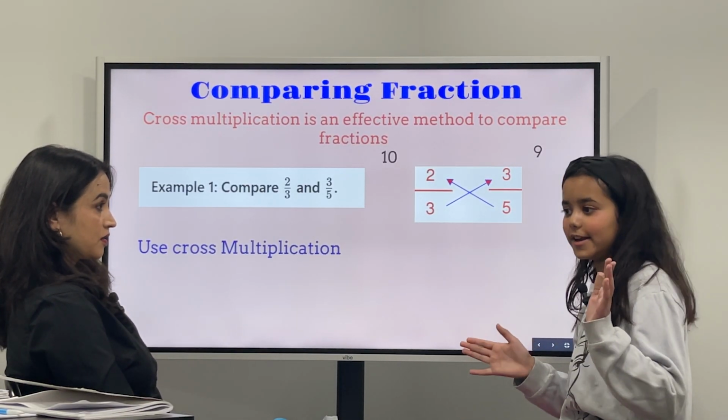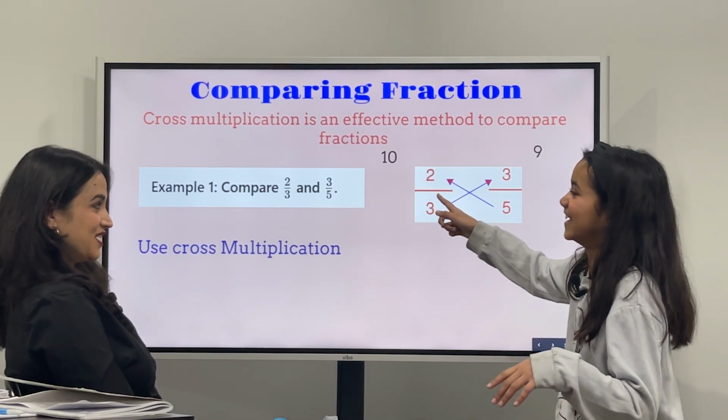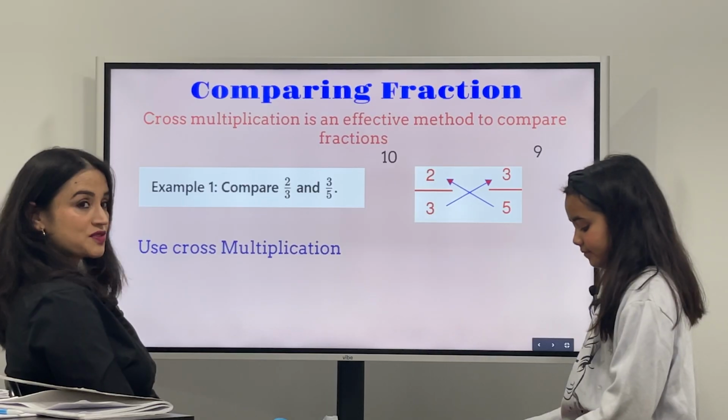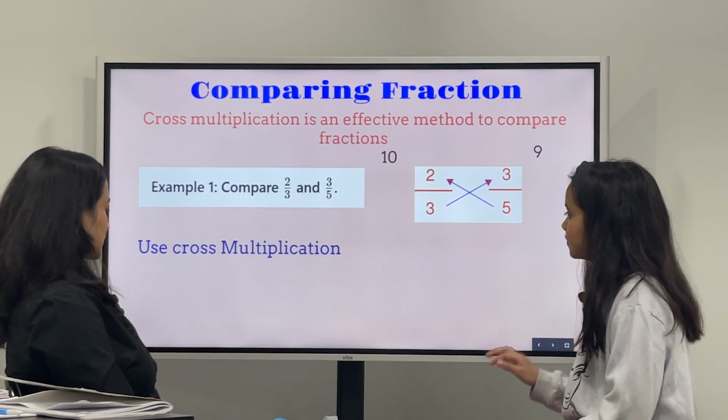So which one is the greater? The greater one is, drum roll please, this one. 2 by 3, 10. Of course, 10 is greater than 9. So let's see if you are right or not.